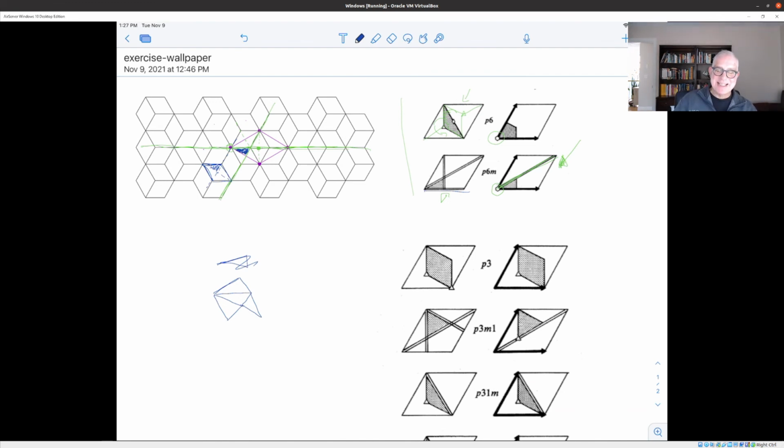I think it's P6M symmetry. But if somebody wants to make an argument with me that I have screwed something up, I'm certainly open to hearing opposing points of view. But I think I'll stop talking there.